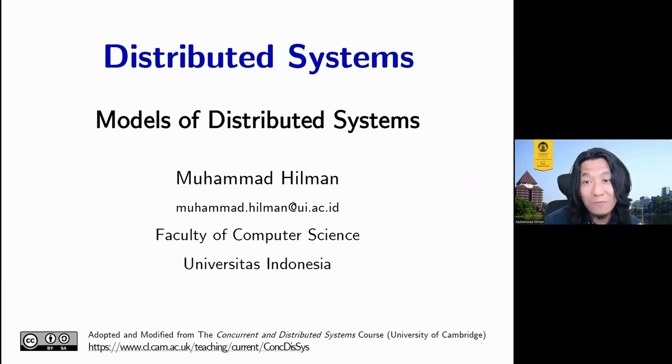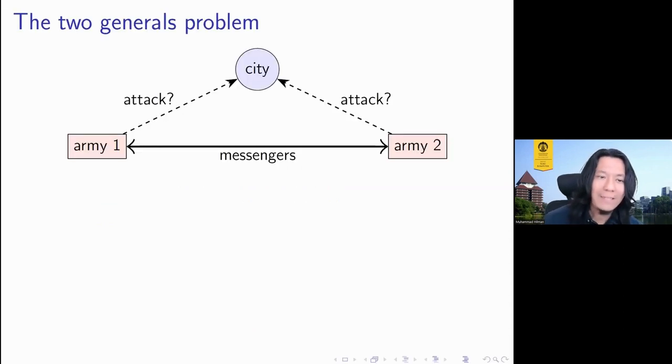The title is Models of Distributed Systems, but actually in this slide, we will learn about the Byzantine general problem itself. All right, before we go to the Byzantine general problem, let's learn this simpler scenario of the problem. It's called the Chinese generals problem or the two generals problem.